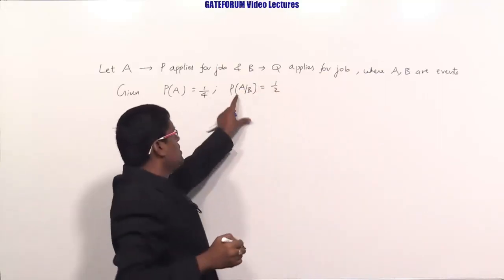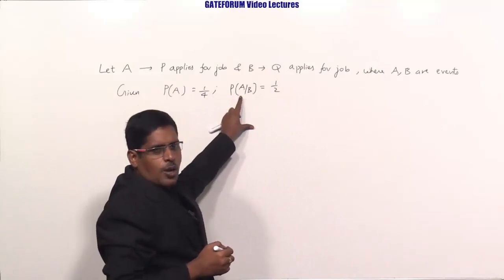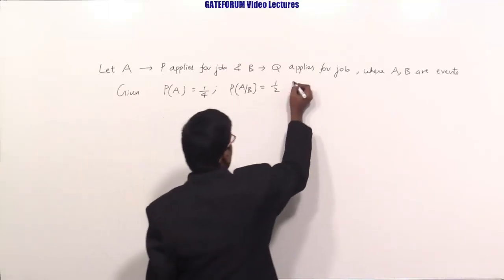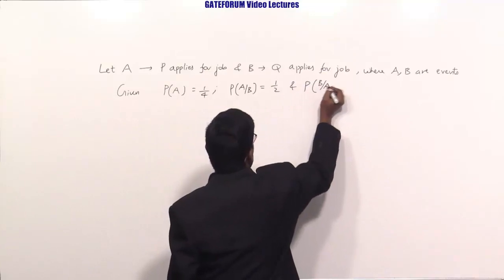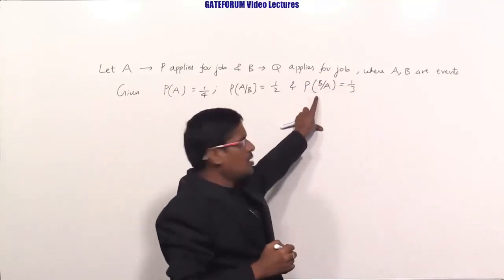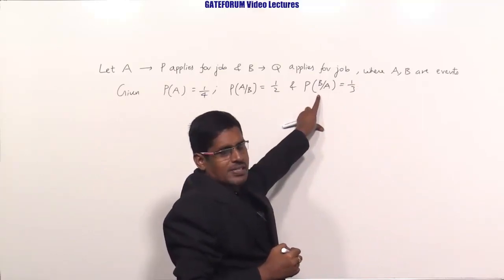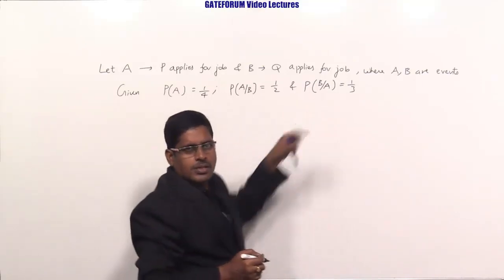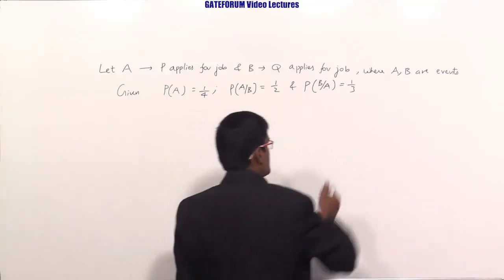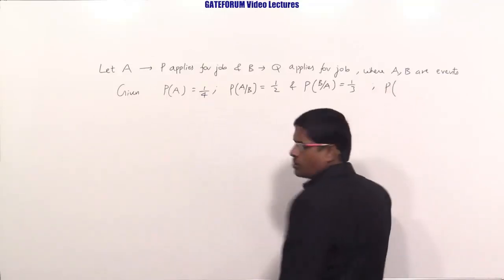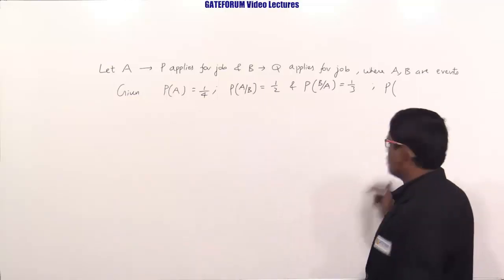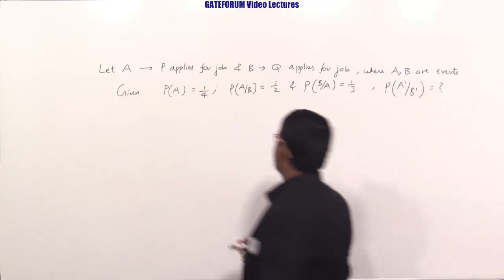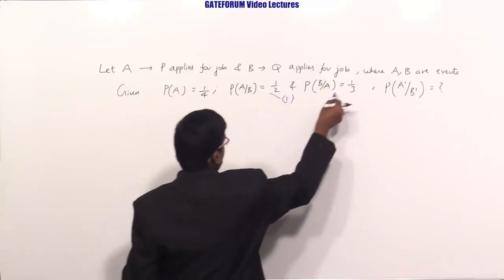What is the meaning? Probability that the person P applies for job given that person Q applies for the job. That is the meaning. And other one, Q applies for job given that P applies for job. That is also given. That is P of B by A, conditional event, is equal to 1 by 3. What is the meaning? Probability that the person Q applies for job given that person P applies for job. That is the meaning. So we are finding probability that P does not apply. Does not apply means negation event. So we have to find, given that Q does not apply job, A dash divided by B dash. This is the question we require.